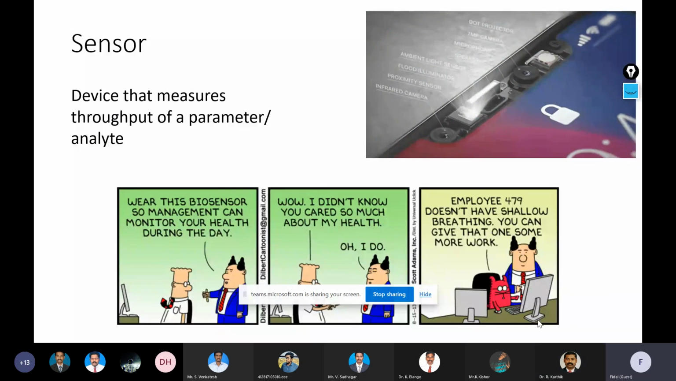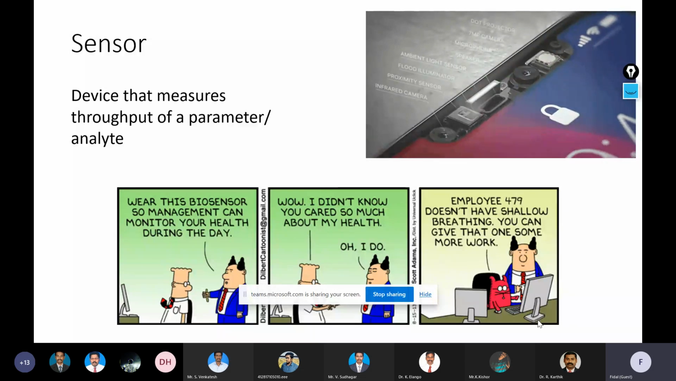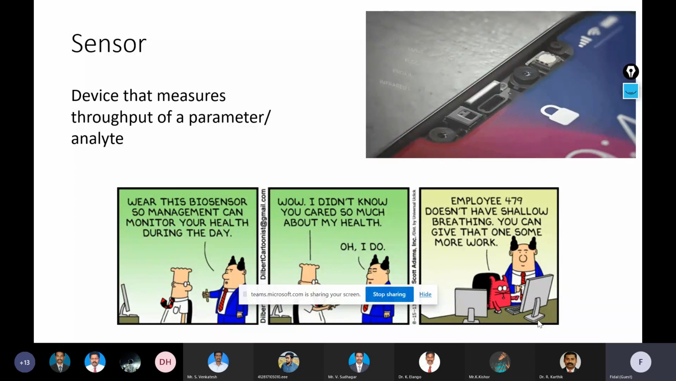So basically, a sensor measures a throughput, where it constantly measures some kind of analyte or something that is present in the solution or ambient air or something like that. So it constantly measures something.